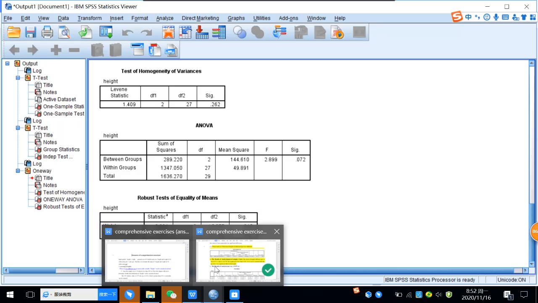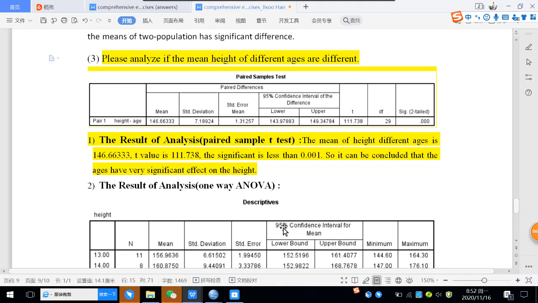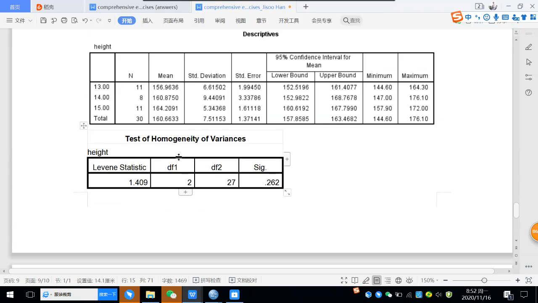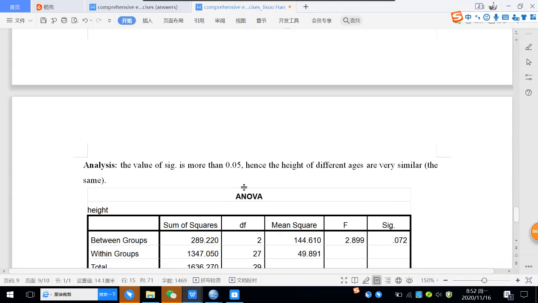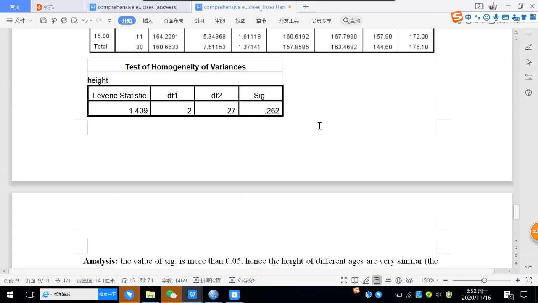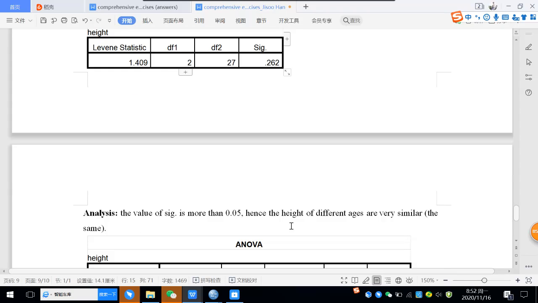Okay, let's look at Jesus. Yeah, the results is correct. Okay. Okay. Jesus, here is the test of homogeneity of variance. So the analysis is not correct.